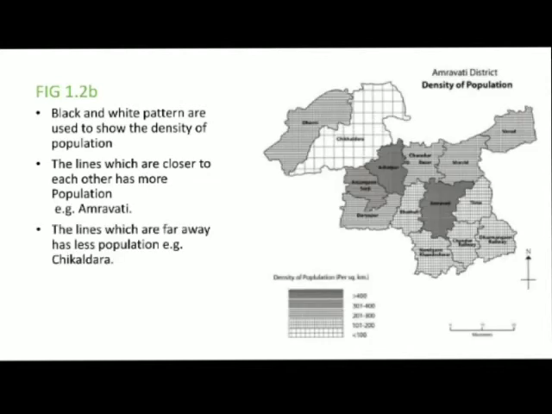Figure 1.2b. Black and white patterns are used to show the density of population. The lines which are closer to each other have more population. It means the darker shade. Example, Amravati, Achalpur. The lines which are far away from each other, which has a very light color or white and black, that is Chikaldara.